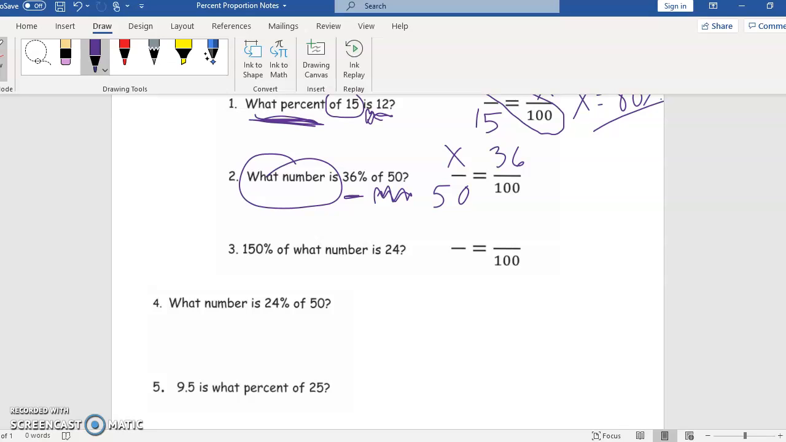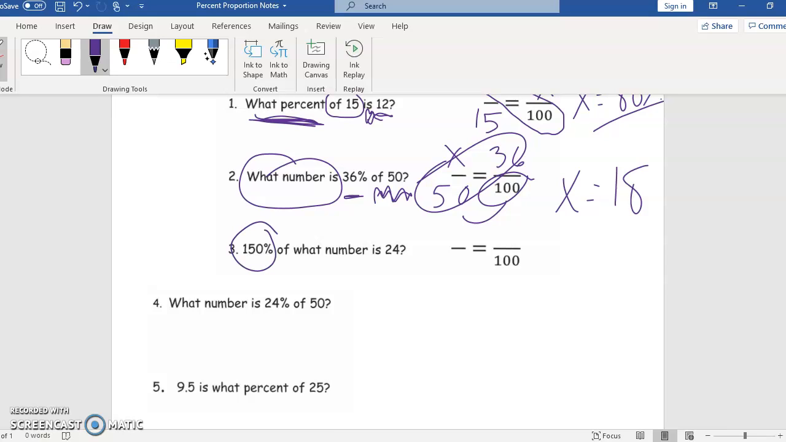There's a couple different ways you can solve this one. You could say, okay, I know that 50 times 2 is 100. So what number times 2 is 36? But if you don't know that, then you can just do your cross multiply. So take 50 times 36, and you get 1,800, and then divide by your 100, and you should get 18. So X is equal to 18. So if you get 18 out of 50, that would be 36%.